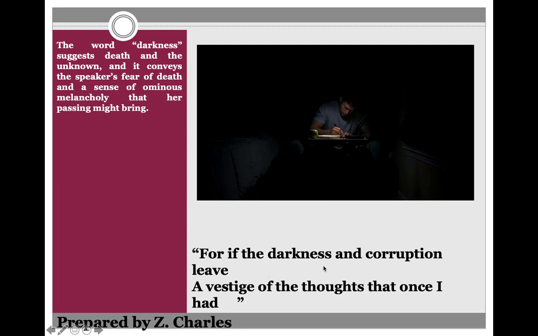"For if the darkness and corruption leave a vestige of thoughts that once I had." So the word darkness suggests death and the unknown, right? Remember, the speaker is going to die, and it conveys the speaker's fear of death and the sense of ominous melancholy. Ominous means something bad is going to happen, and melancholy means sadness that the passing might bring. The word corruption in this context refers to the dreadful and physical effects of an illness, right?